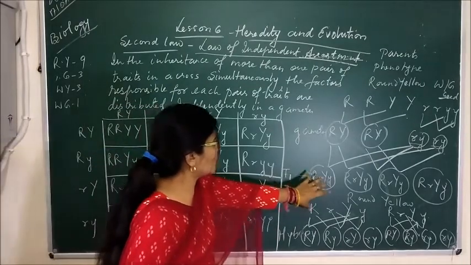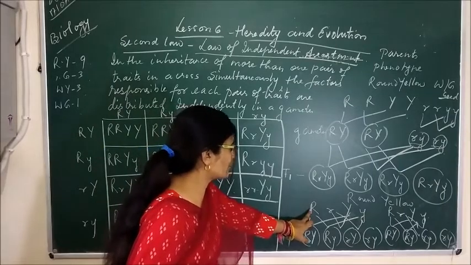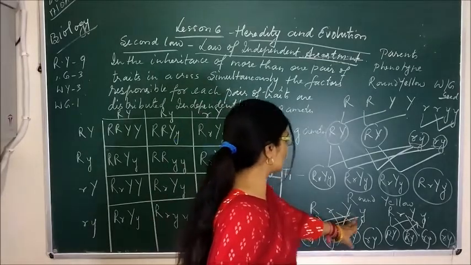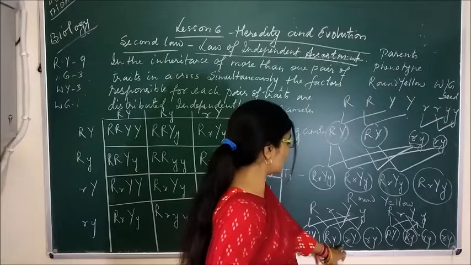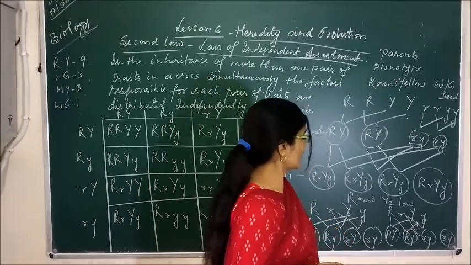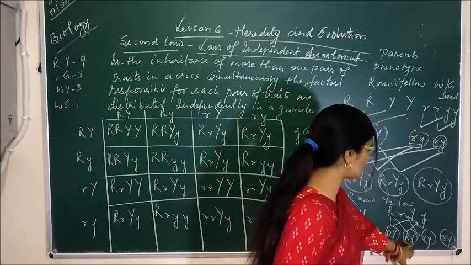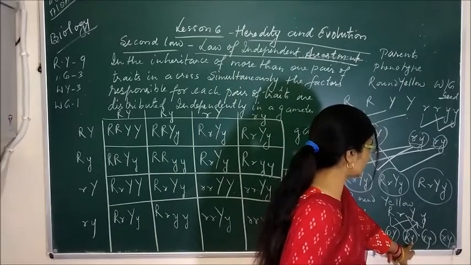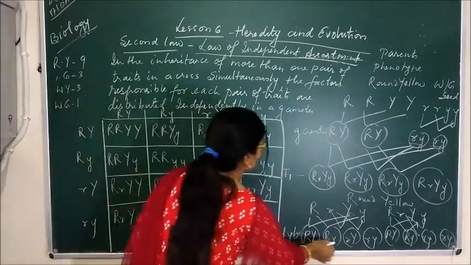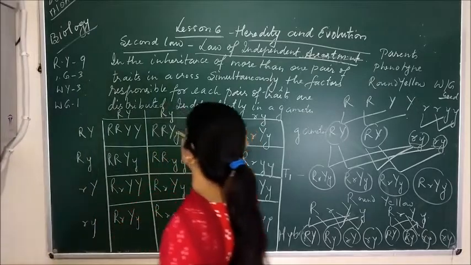Now, when these round yellow seeds were crossbred among themselves, the hybrids produced were as follows. R combines with Y, giving round yellow, and R combines with small y, where R is dominant, so it is round yellow again. Here yellow is dominant, and here both are recessive, that is small r and small y. In the same way, in the gamete hybrids we get round yellow, round green, wrinkled yellow, and wrinkled green. In the chart you can see easily how the hybrids are crossbred with each other.